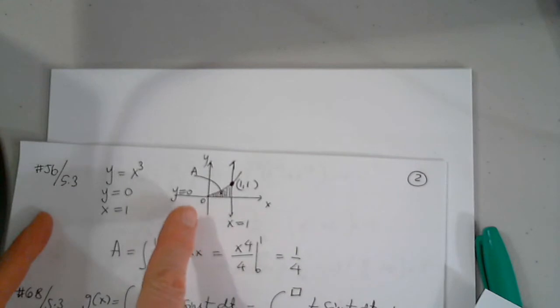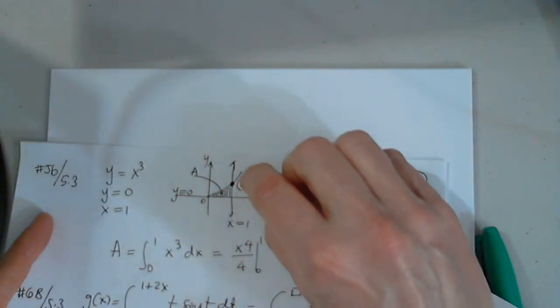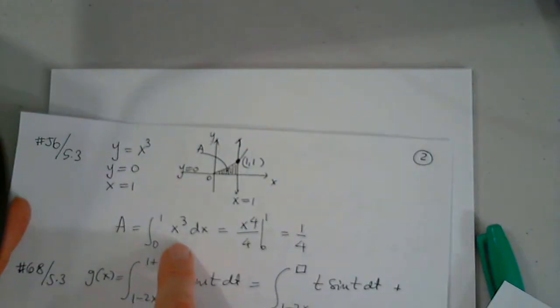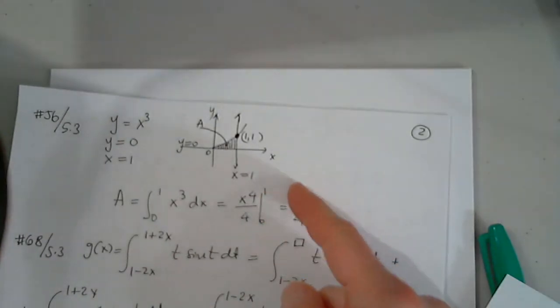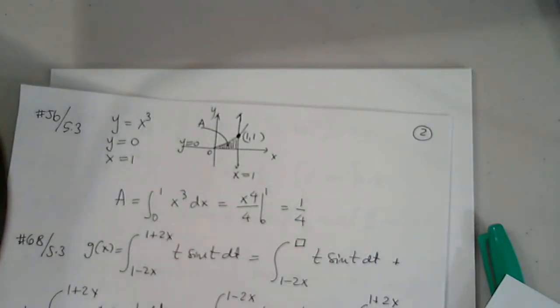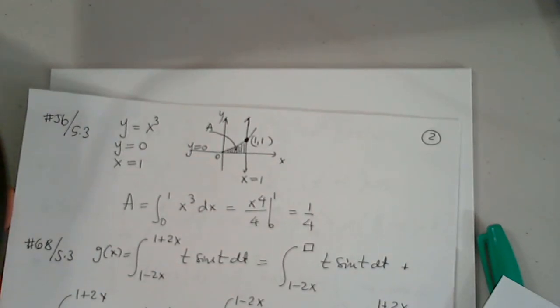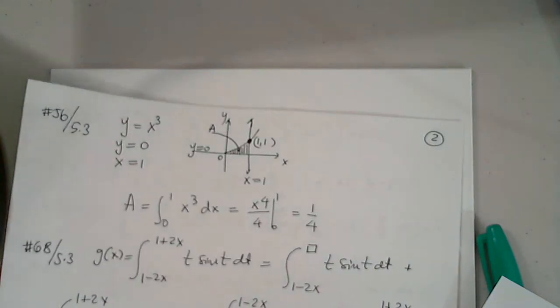So this is the integral from 0 to 1 of the upper function minus the lower function. But x cubed minus 0 is x cubed. So then x to the 4th over 4, from 0 to 1, I only plug in 1, so 1/4. Okay, so it's just that little slice of the graph. That's it. Yes. Okay, thank you.